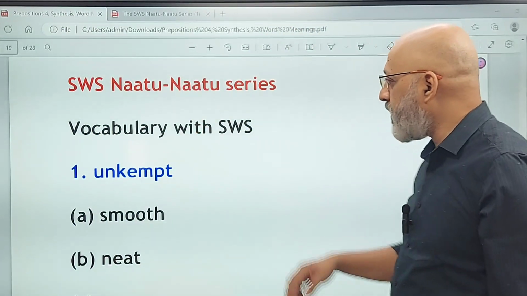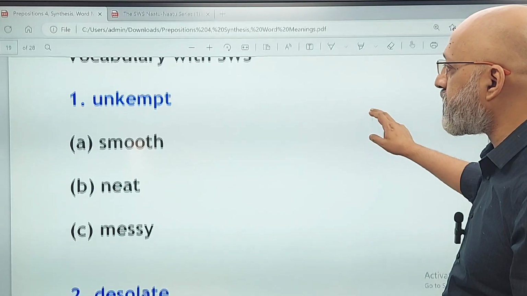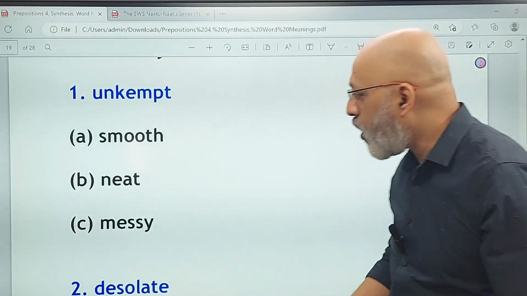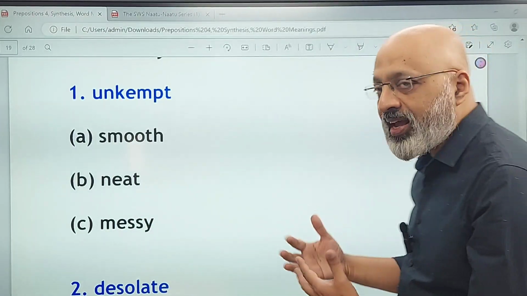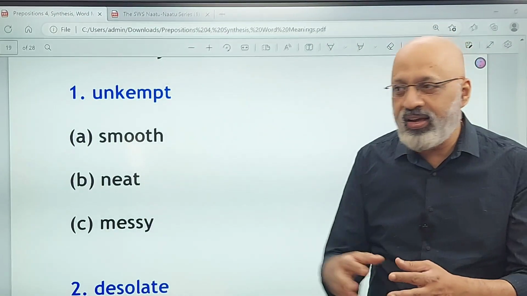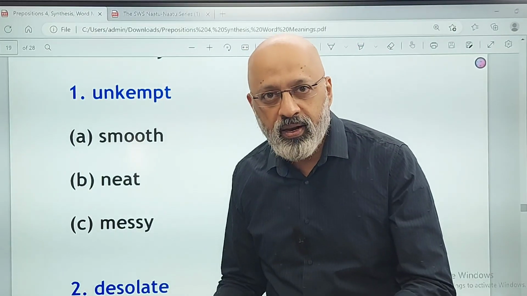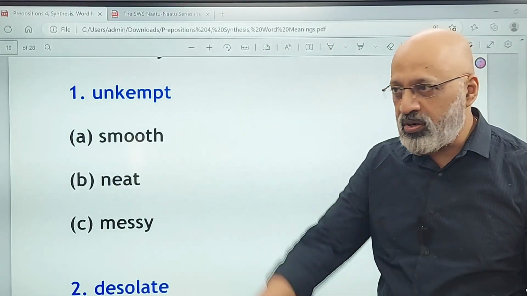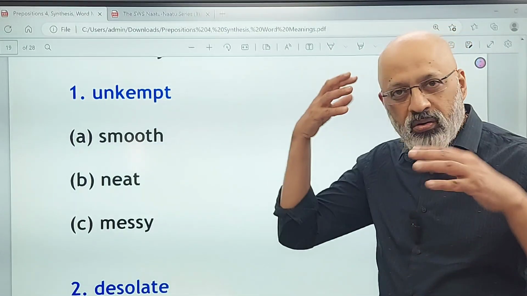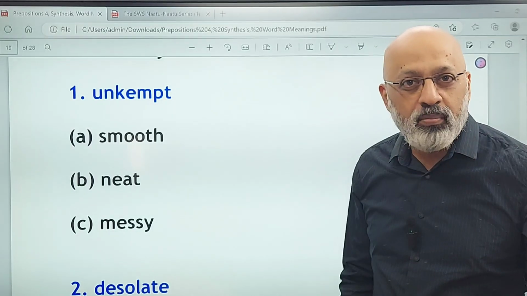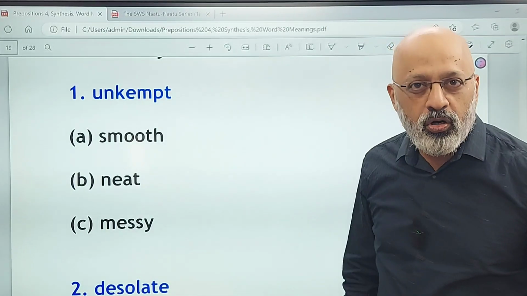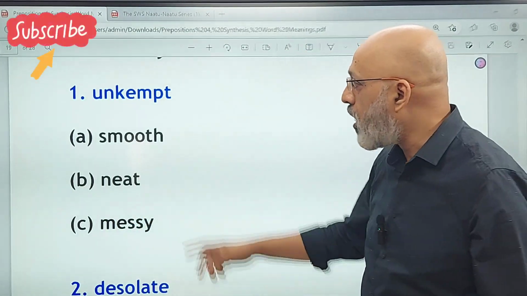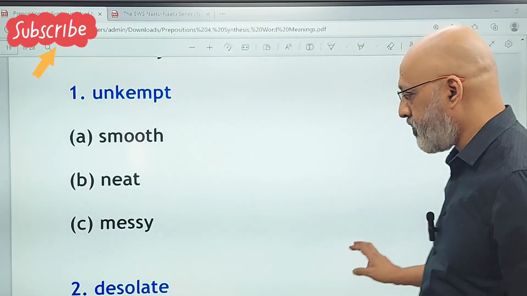First one, vocabulary with SWS as part of the Naatu-Naatu series. Unkempt का मतलब क्या है? Is it smooth? Is it neat? और is it messy? Unkempt का मतलब होता है कुछ ठीक ठाक नहीं है, it's very messy. Lionel Messi नहीं, okay? Very messy. अरे you are having a very unkempt look, कि तुम नहाए नहीं हो 2 दिन से, your hair is disheveled. You're having a stubble, you have not shaved, so your clothes are not ironed properly, so you're having an unkempt, you're having a messy kind of a look. So unkempt का मतलब है messy.